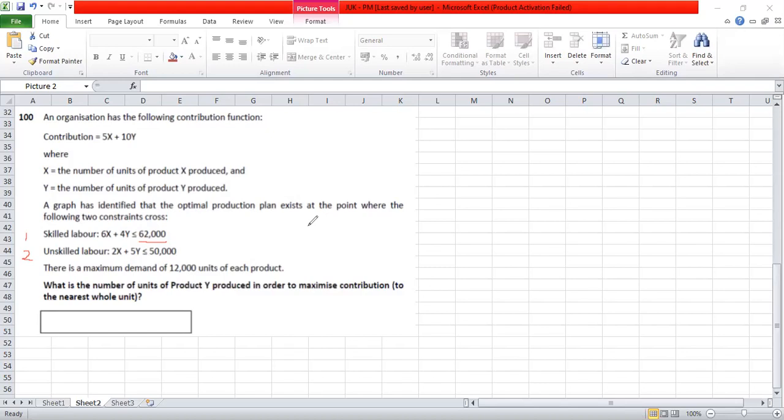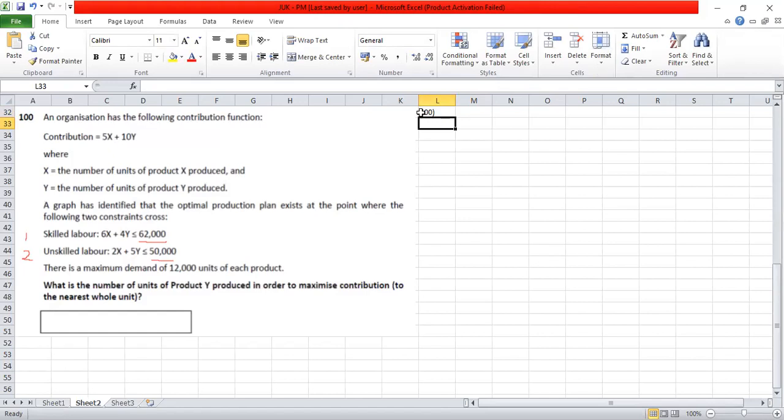Similarly, for unskilled labor the availability is 50,000. So either they can use up to 50,000 or less than 50,000. Unskilled labor, X requires 2 hours, Y requires 5 hours. Okay. In such a situation, how do we answer this one? This is question number 100. Constraints are given.